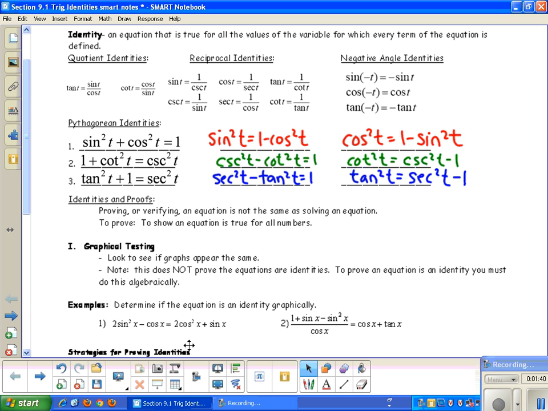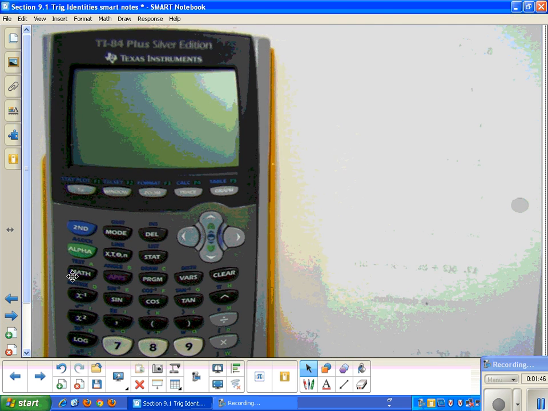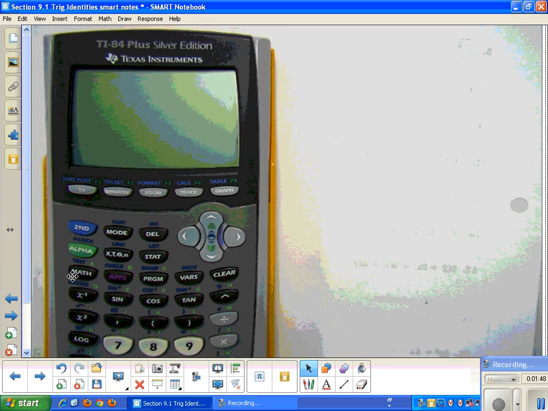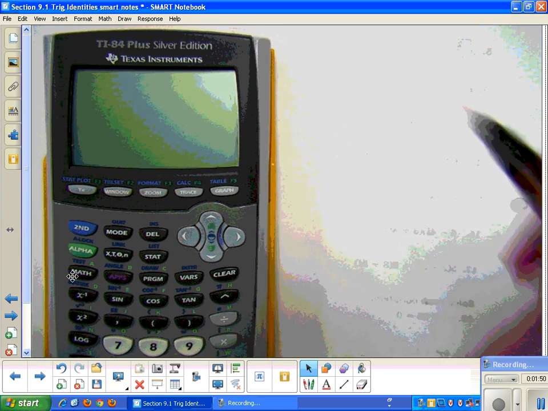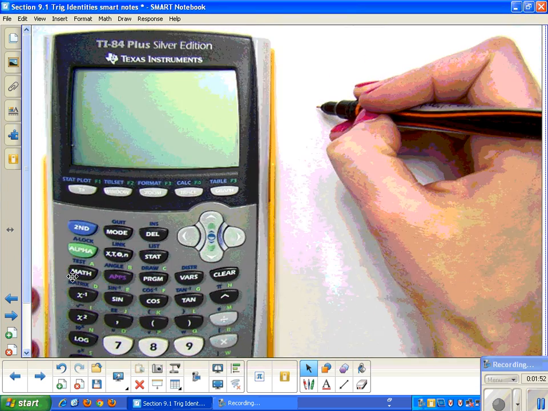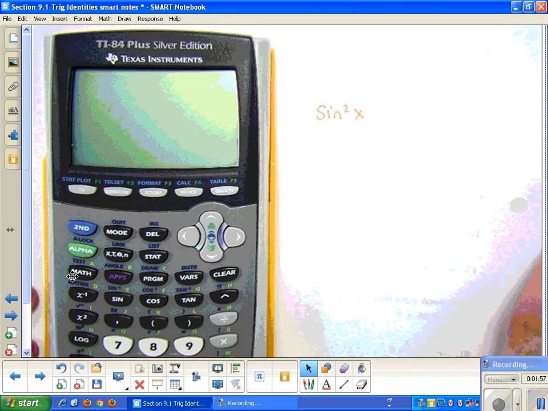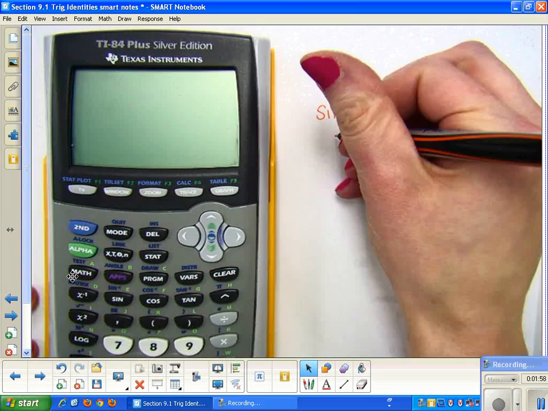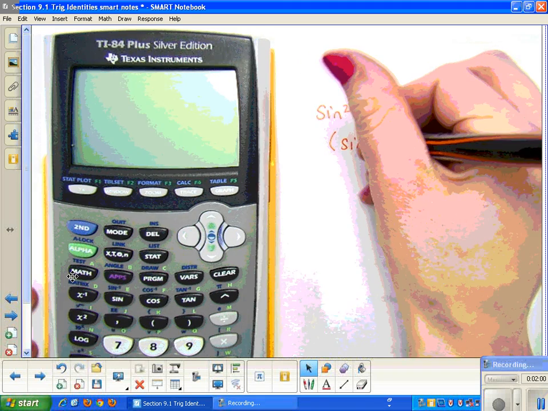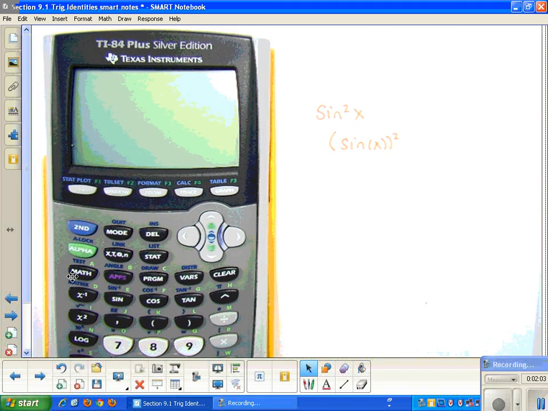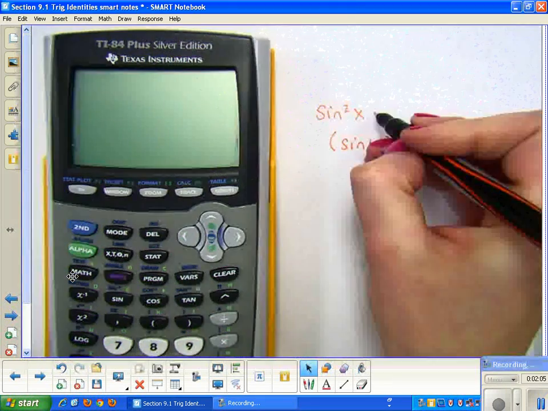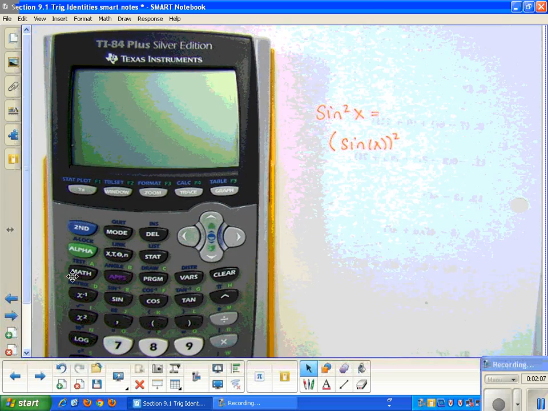Now for these examples, it says determine if the equation is an identity graphically. So because it said graphically, we're going to put them into our y equals. You have to be careful because I can't plug sine squared x into my graphing calculator. Instead, we can do parentheses sine x with the squared on the outside. Those two things for your calculator are going to be equal.